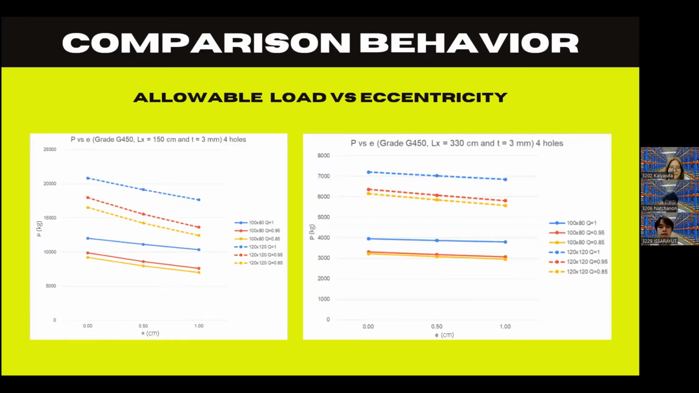As you can see in this slide, it displays allowable load and eccentricity in grade G450, heights 150 and 330 cm, with thickness 3 mm. From this, we know two things. One is that the effect of the Q factor at full section contributes to the allowable load going down across the given eccentricity, whereas the Q factor at 0.85 and 0.95 leads to the value remaining constant in the case of perforation. The second is that the grade of steel affects the strength of each grade, with this line for steel grade Q235B and this line for steel grade G450. This shows that high yield strength has more allowable load than low yield strength.